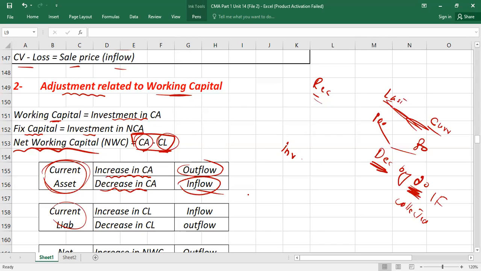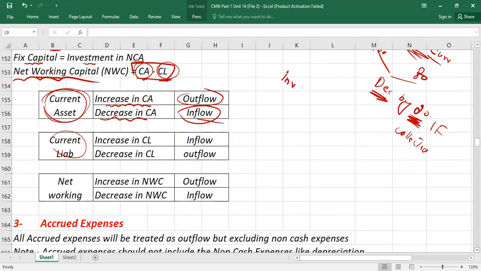Understood? Then the same rule you will follow for the current liabilities. You may have dividend payable, tax payable, maybe supplier payable. So these are your liabilities. What is the rule for current liabilities? It is a little bit opposite, similar to what we discussed in the statement of cash flows. Whenever there is an increase in current liabilities, we always treat it as an inflow. Whenever there is a decrease in current liabilities, we always treat it as an outflow.